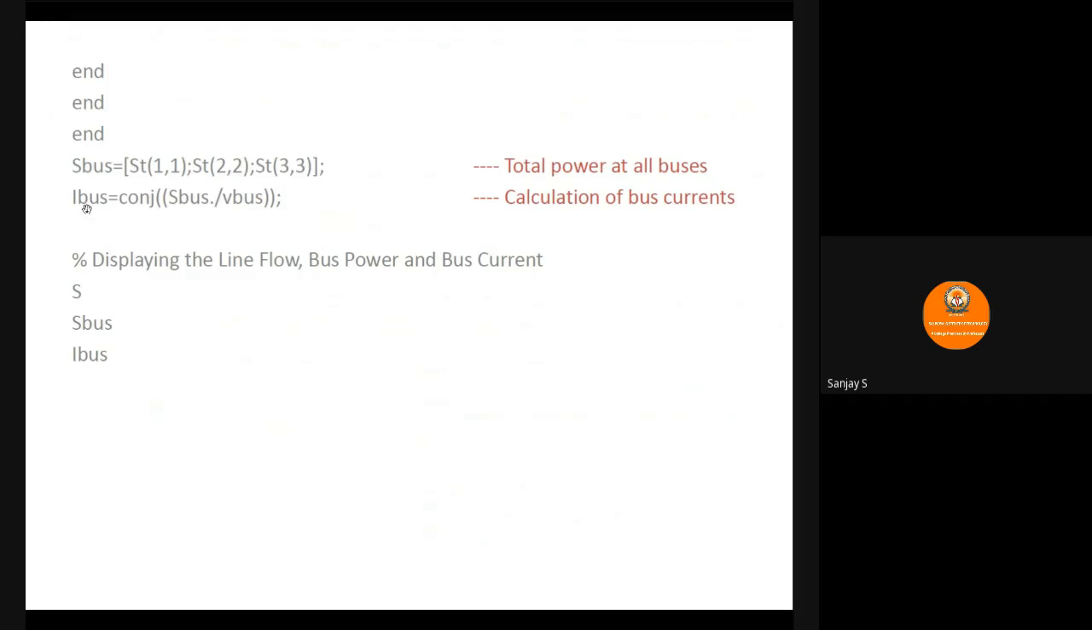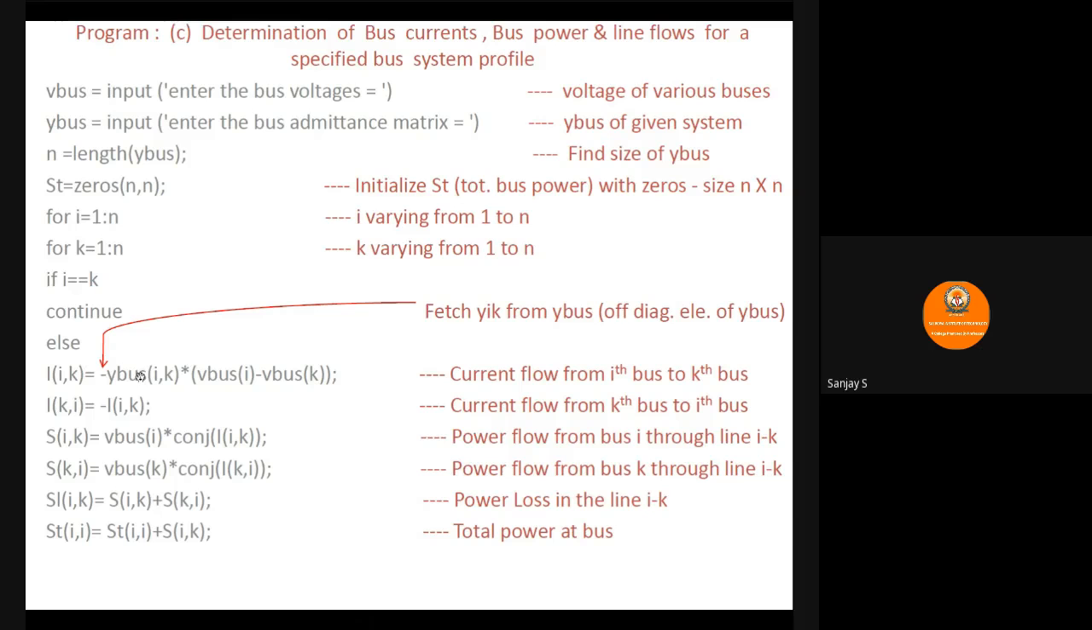Then in order to find the bus currents, Ibus is equal to conjugate of Sbus dot divided by Vbus. You know that S is equal to V I conjugate. So if you want I over there, you just go for S divided by V conjugate. That is what is happening here. Then finally we are interested in displaying the values of Sbus and Ibus. So this completes the program on determination of bus currents, bus power, line flows for a specified bus system profile. This ends experiment number 4.